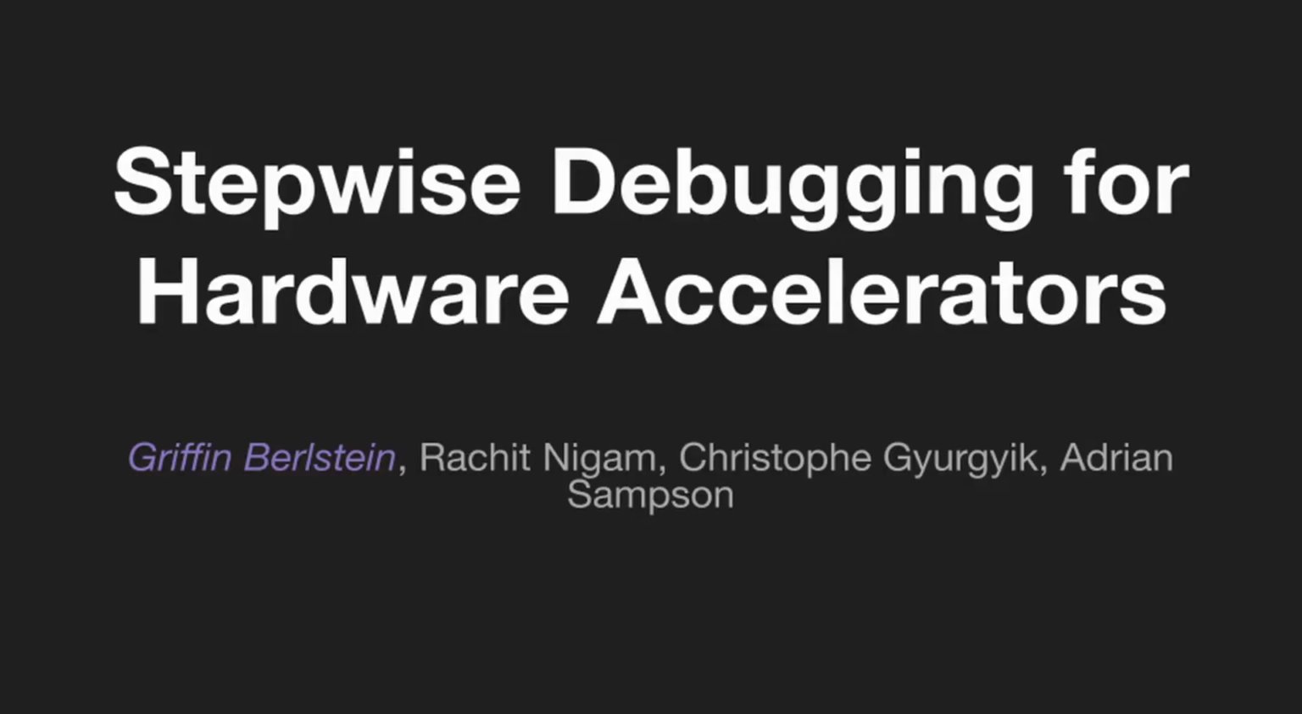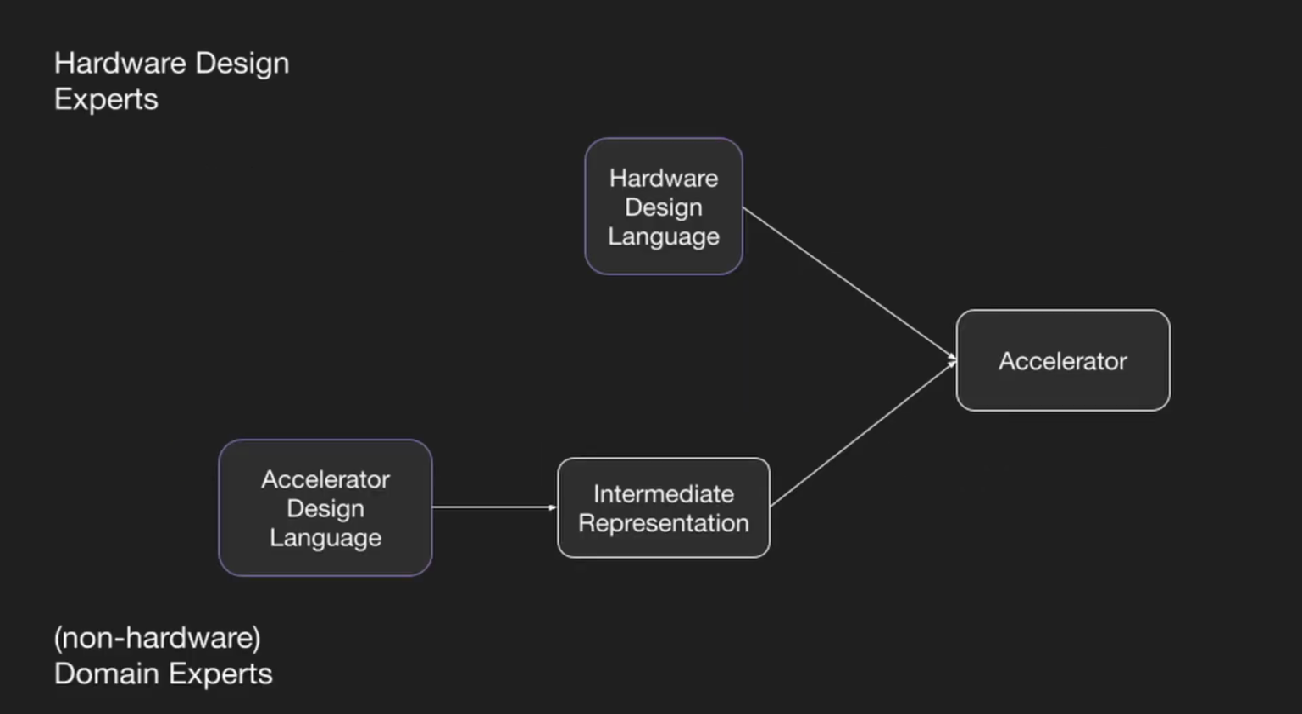Hello, I'm Griffin Berlstein, and today I'm going to very quickly tell you about a tool we made called Cider. At a broad level, there are two real ways we can think about designing a hardware accelerator. If we happen to be a hardware design expert, we can use a hardware design language and write the accelerator directly. If not, we might use a higher level accelerator design language to express the computation we want and let that compiler toolchain turn it into an accelerator directly.